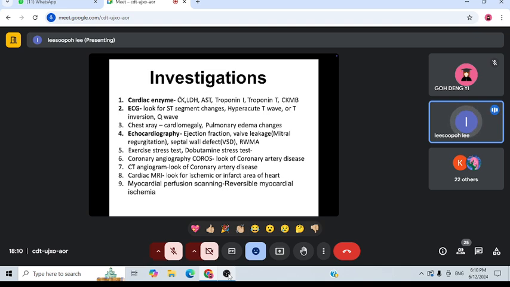Okay, creatine kinase, LDH, and AST are markers of skeletal or muscle injury. They are not so specific, while troponin I and troponin T are more specific for heart muscle.